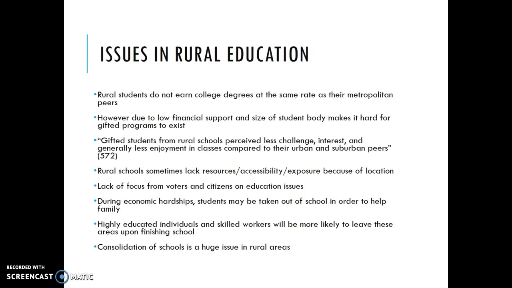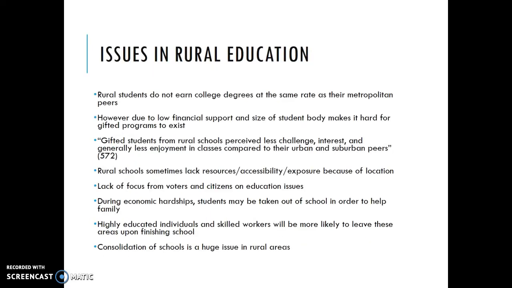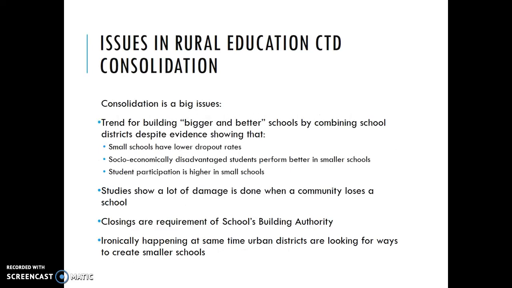Highly educated individuals and skilled workers are more likely to leave these areas upon finishing school. So people who go on to earn college degrees in higher education don't usually return to these areas. It's the same pool and population of people that stay in the area. And then consolidation of schools is a huge issue in rural areas, which I'm going to talk about on the next slide. So consolidation of schools is a very big issue.